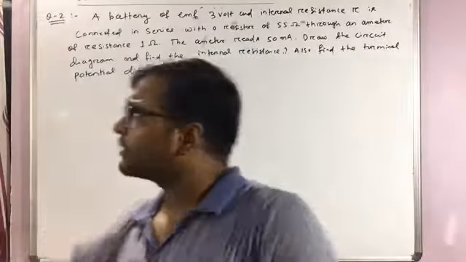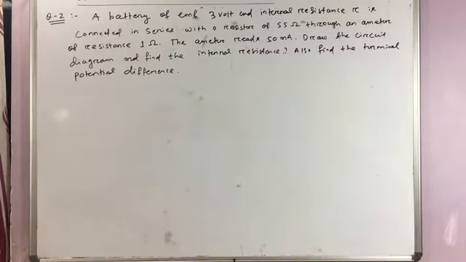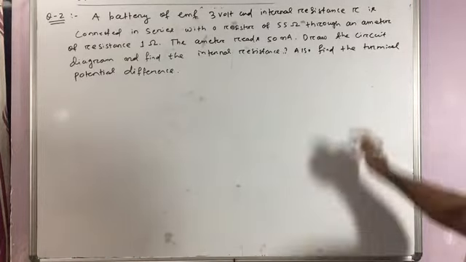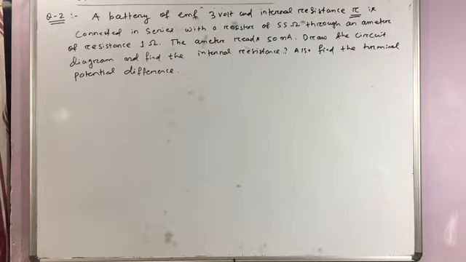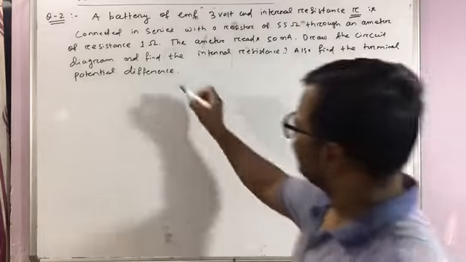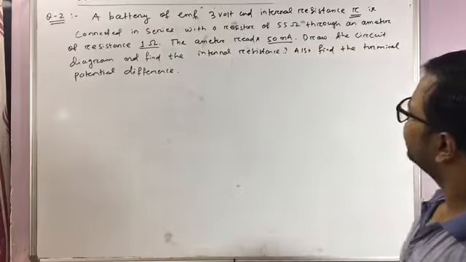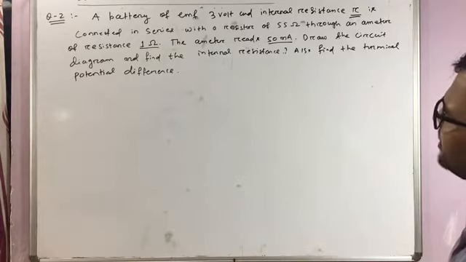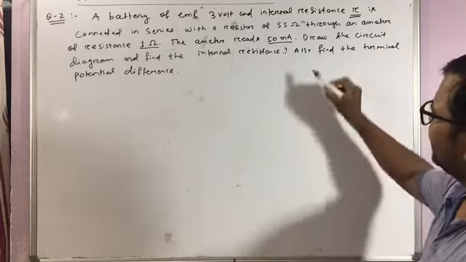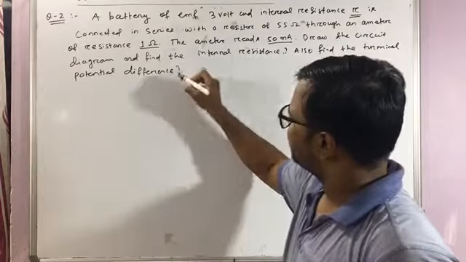Students, let us come to the second question. The question is given, a battery of EMF 3 volt and the internal resistance r is connected in series with a resistor of 55 ohm through an ammeter of resistance 1 ohm. The ammeter reads 50 milliampere. The question is, draw the circuit diagram and find the internal resistance of the cell. Also find the terminal potential difference.